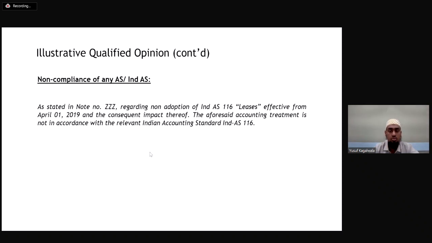In such a scenario, we check whether we are able to identify the impact or not. If a company has a lease of, suppose, 100 crores or something like that, the amount they are taking, and they have an idea that it is material, accordingly they will give a qualified opinion, since it is a non-compliance with the standard and the impact will be material.